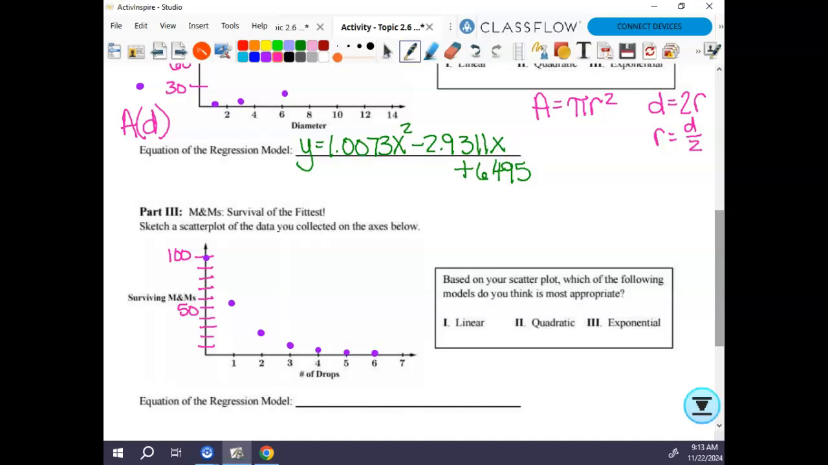So then if I substitute diameter in for radius, this would give me pi times d over 2 squared, which gives me pi times d squared over 4. And then I can rewrite that as pi fourths times d squared. Everybody okay with that? So that is area as a function of the diameter. And pi fourths, just so you know, is about 0.7853.